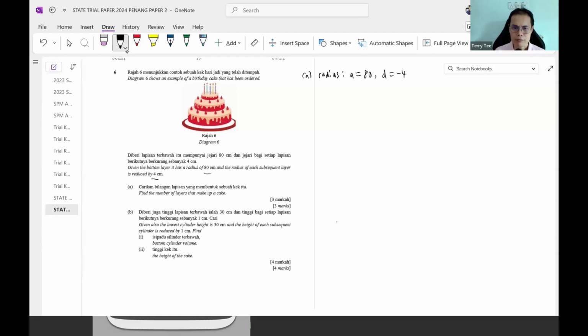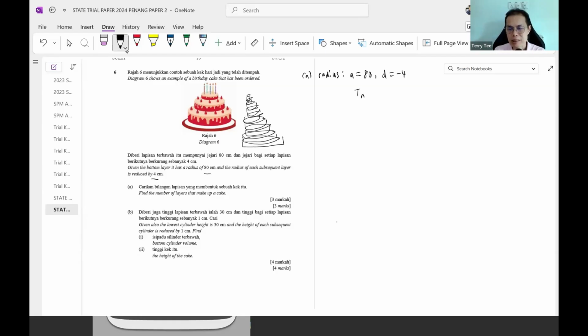Okay, so the idea is this. The first layer is bigger. Then it's smaller, then smaller, smaller, smaller. At one point, what happens to your radius? The radius has to be 0. So we need to know how many layers it can go up to 0. But we don't count the layer for 0, because if your layer is 0, it's nothing, right? There's no layer at that level.